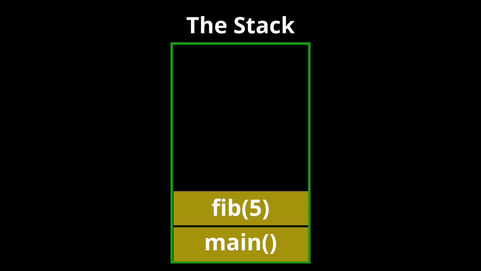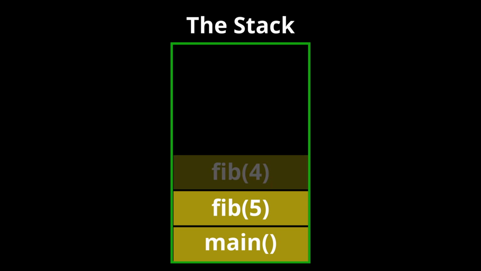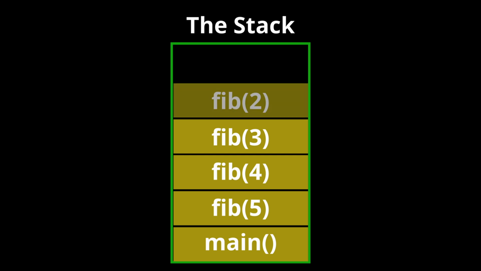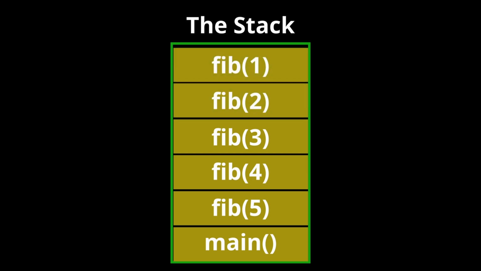5. This in turn calls itself with a value of n-1, which is 4, and the stack now has 3 stack frames on it, the main one, and 2 for Fibonacci, one with a parameter of 5 and one with a parameter of 4. This in turn calls Fibonacci with a value of 3, which calls it with a value of 2, which calls it with a value of 1, and we reach our base case.